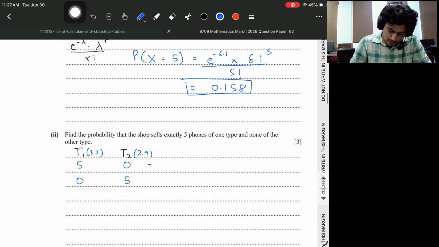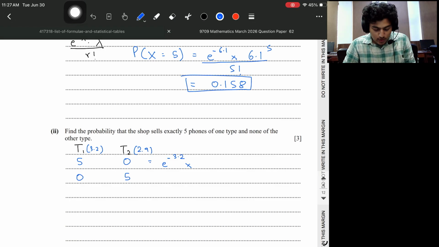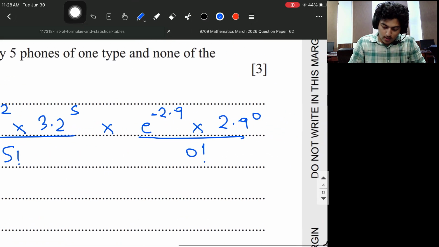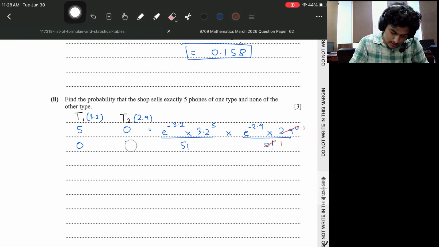and for type 2 that was 2.9. Now solving this further, we have e to the power of negative 3.2, and in this case for type 1 we have 5 phones being sold, therefore 3.2 to the power of 5 divided by 5 factorial, multiplied by e to the power of negative 2.9 multiplied by 2.9 to the power of 0 divided by 0 factorial. Now anything to the power of 0 will automatically be 1, and 0 factorial is also 1.